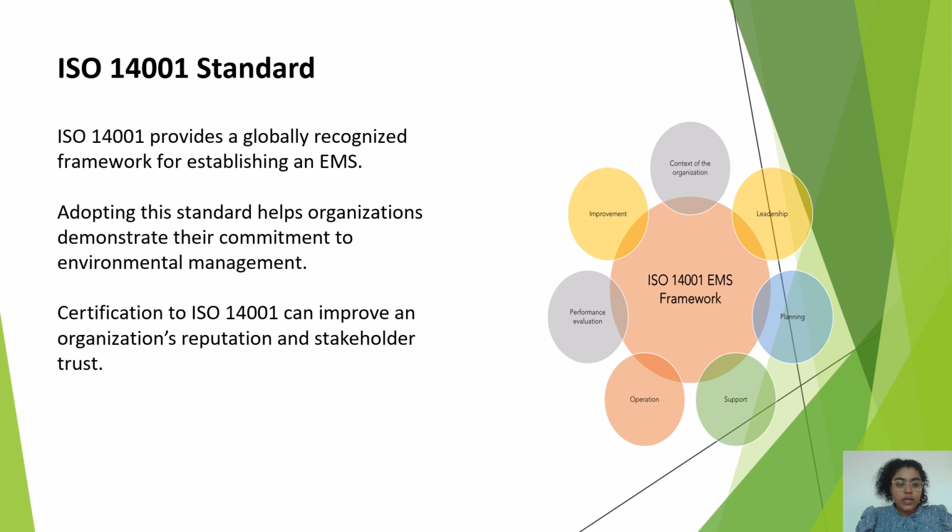ISO 14001 standard. ISO 14001 provides a globally recognized framework for establishing an EMS. Adopting this standard helps organizations demonstrate their commitment to environmental management. Certification to ISO 14001 can improve an organization's reputation and stakeholder trust. So, in EMS, ISO 14001 is a very standardized certification. If any organization has ISO 14001 certification, then the organization will be very reputed, and all the stakeholders will trust that organization to invest. So that is the importance of EMS.